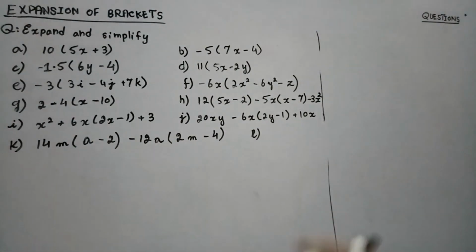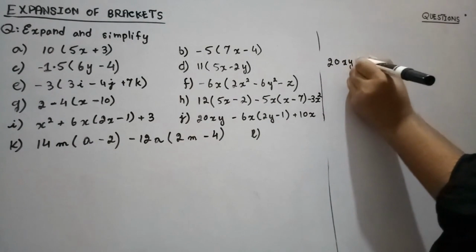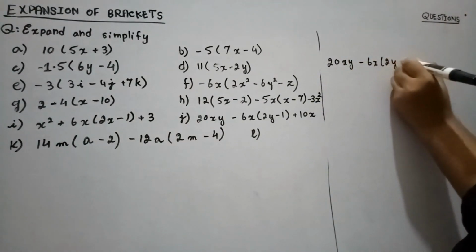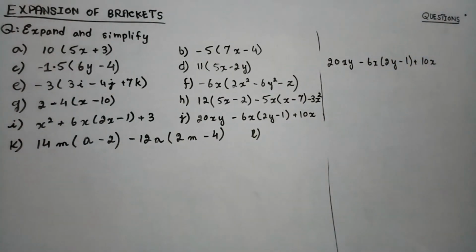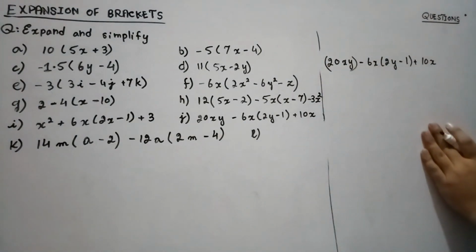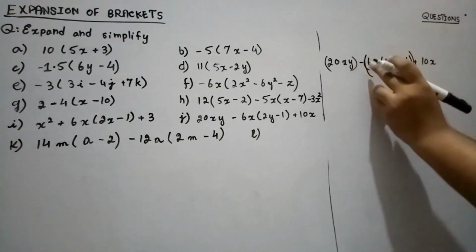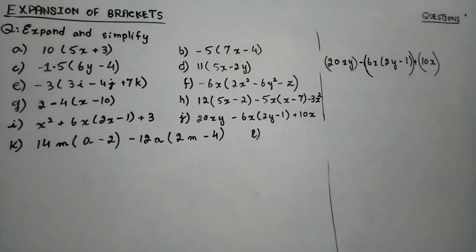What is it? Here our part J is 20xy minus 6x, 2y minus 1, plus 10x. Clear? Okay, now first distinguish between the terms. Here this is our first term, this is our second term. Let me write the brackets bigger. And this is our third term.